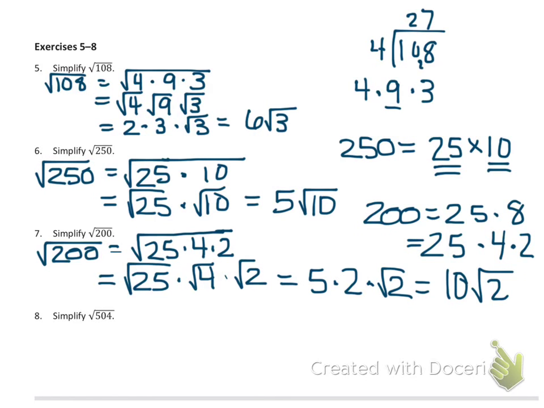All right, so I'm just simplifying, combining factors, breaking them apart so that whatever's left under the radical has no perfect square factors. Then this is considered fully simplified. Okay, the last one, 504, I'm going to break apart again. And I think I'll do this on the next page.